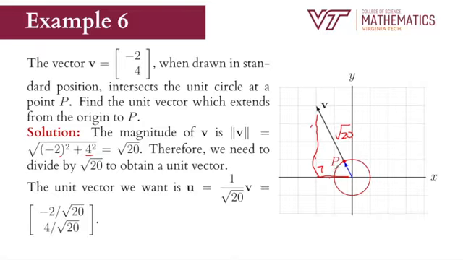And so to make this into a unit vector, we need to scale this original vector by a factor of square root of 20. We need to make it smaller by this amount. And so we'll take the x coordinate and divide by square root of 20, and the y coordinate and divide by square root of 20. And that gives us a unit vector that we want. And so this is this unit vector right here. Okay?